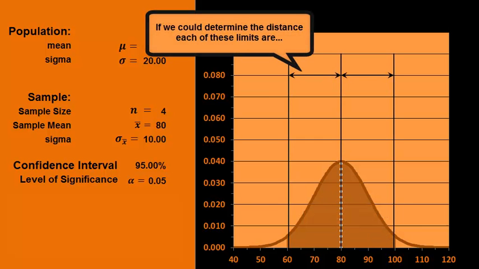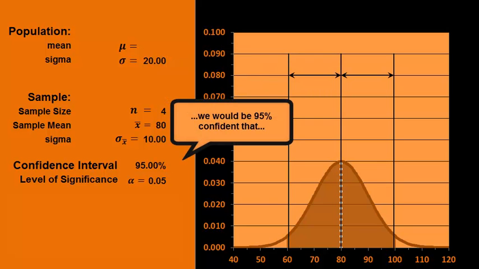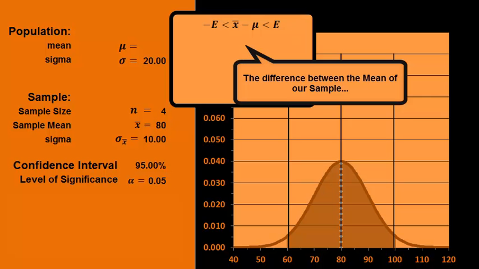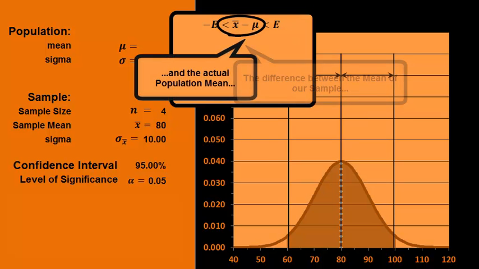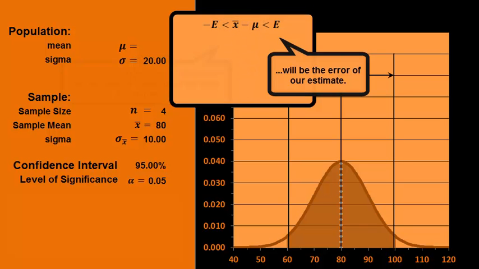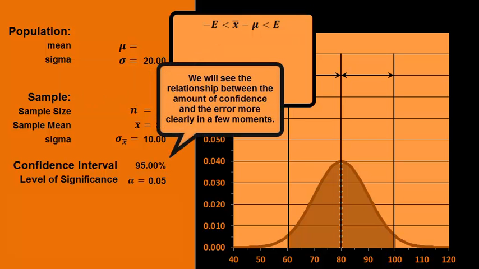If we could determine the distance each of these limits are from the mean of our sample, we would be 95% confident that those limits would contain the mean of the population. The difference between the mean of our sample and the actual population mean will be the error of our estimate. The amount of error is a function of the amount of confidence we want in the interval. We will see the relationship between the amount of confidence and the error more clearly in a few moments.